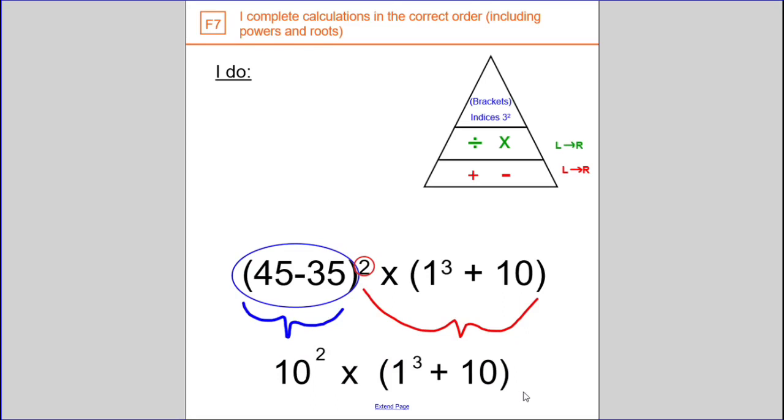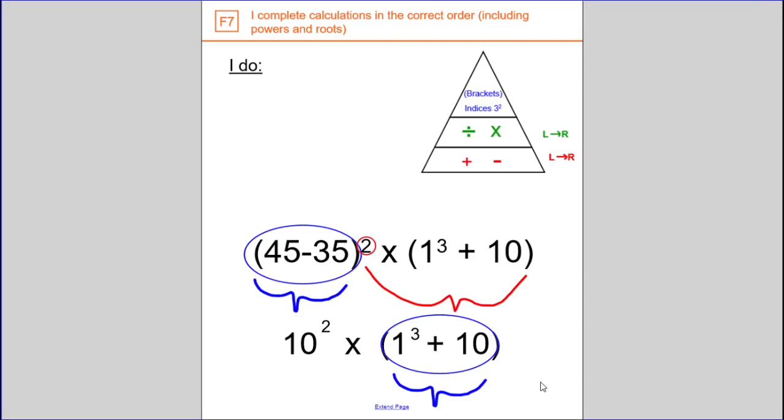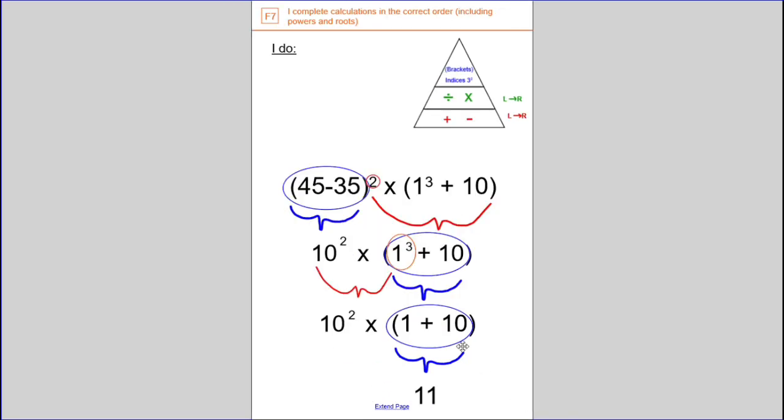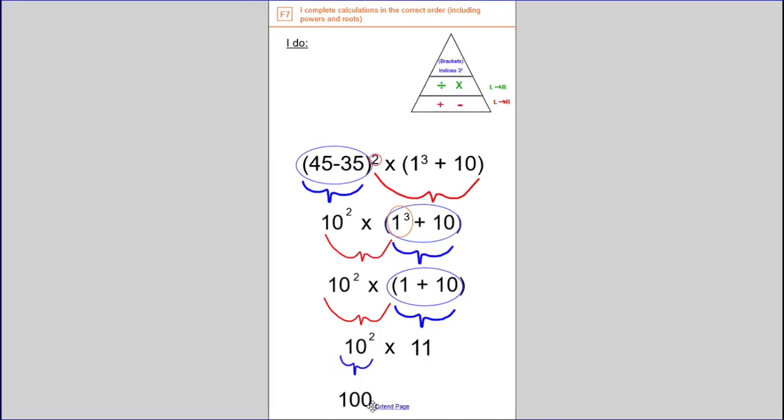Now be really careful. Inside the bracket, you've got 1 cubed add 10. So we need to do the 1 cubed first. 1 cubed just means 1 times 1 times 1, which is just 1. Then bring the rest of it down. Once you've done that, you've got an indices and a bracket. The bracket comes next. That gives me a result of 11, and bring the rest of it down. Then we need to do the indices before the multiplication. So 100 times the 11 once I brought it down should give me 1,100 as my result.